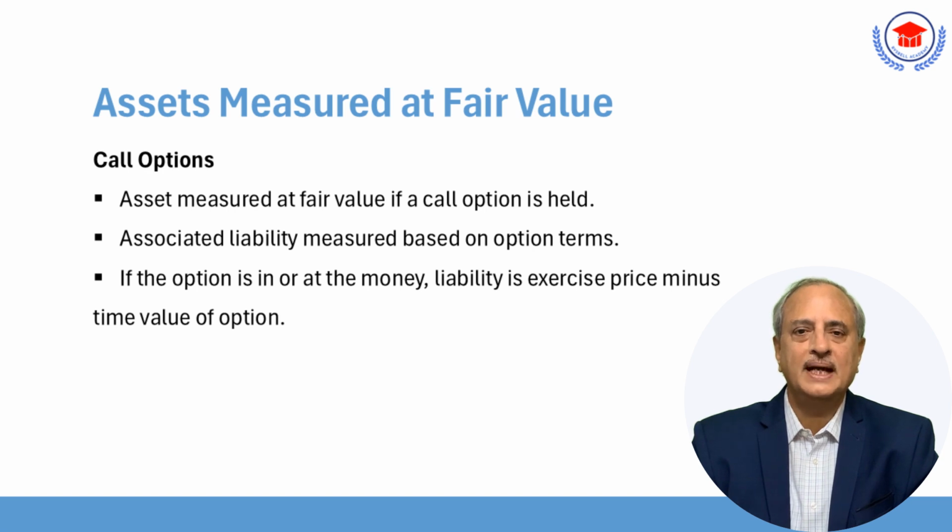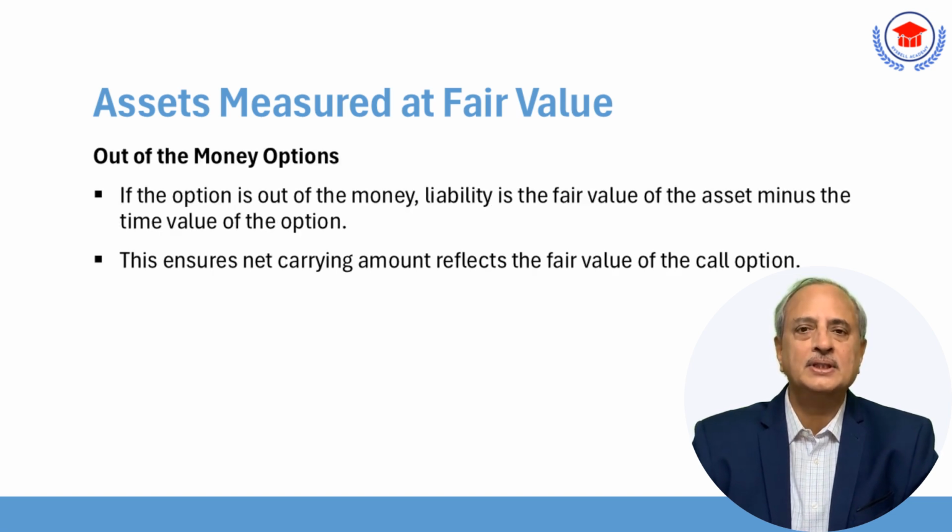Now let's move on to assets measured at fair value. When an entity holds a call option and this prevents the transferred asset from being derecognized, the asset is measured at its fair value. The associated liability is then measured based on the option terms. If the option is in or at the money, the liability will be the exercise price minus the time value of the option. On the other hand, if the option is out of the money, the liability is the fair value of the transferred asset minus the time value of the option.